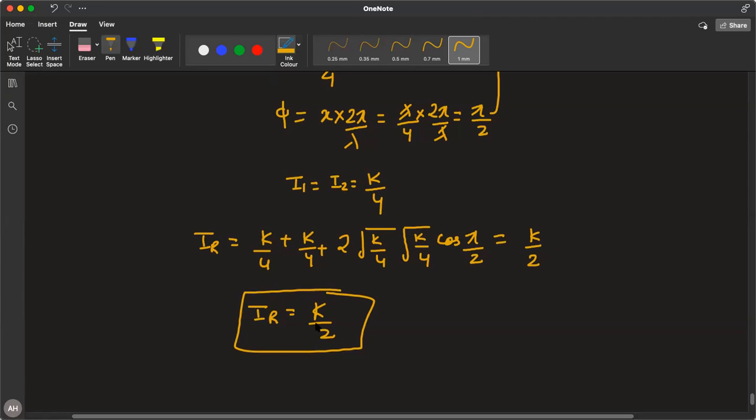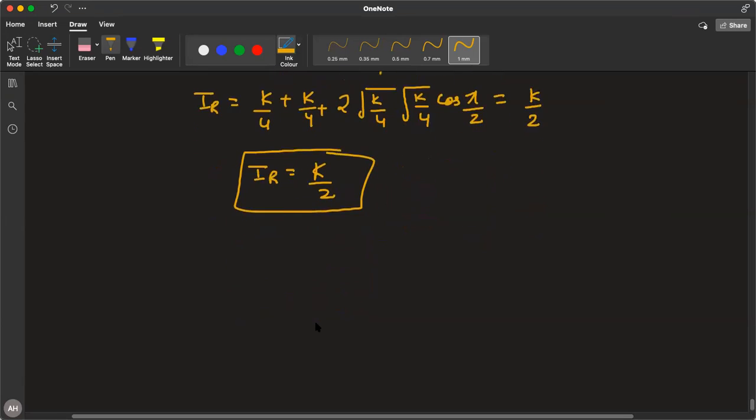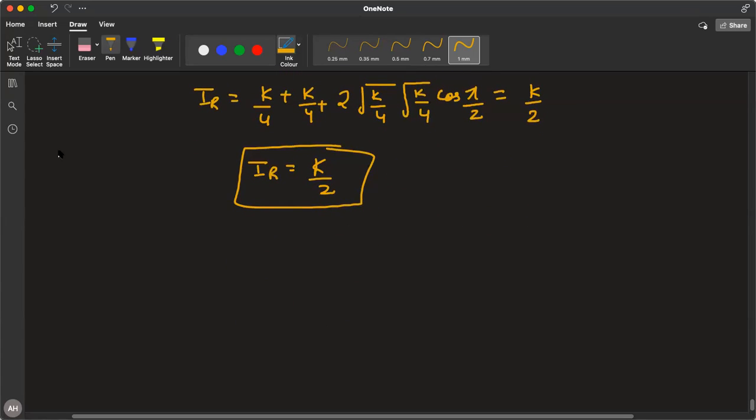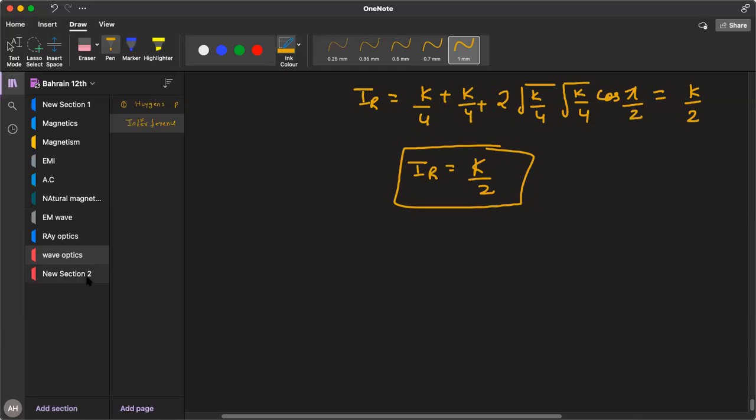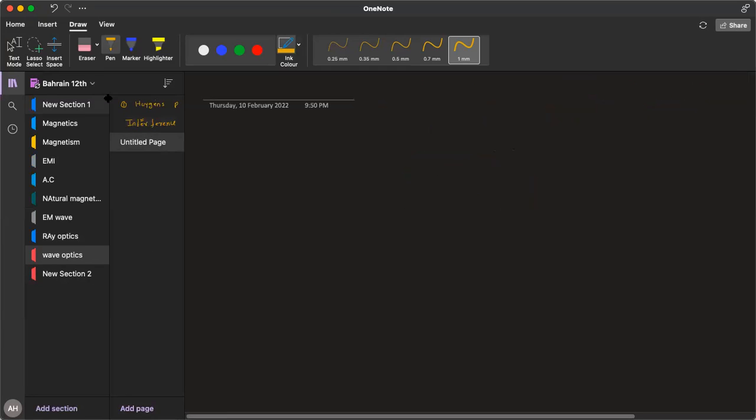So that was the last question on this concept. The next is theory of interference fringe.